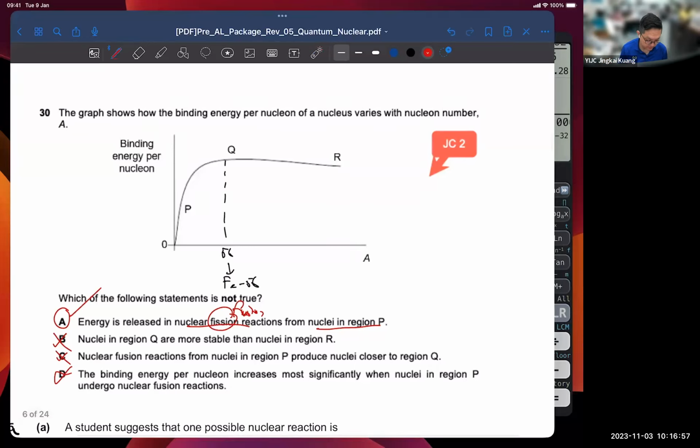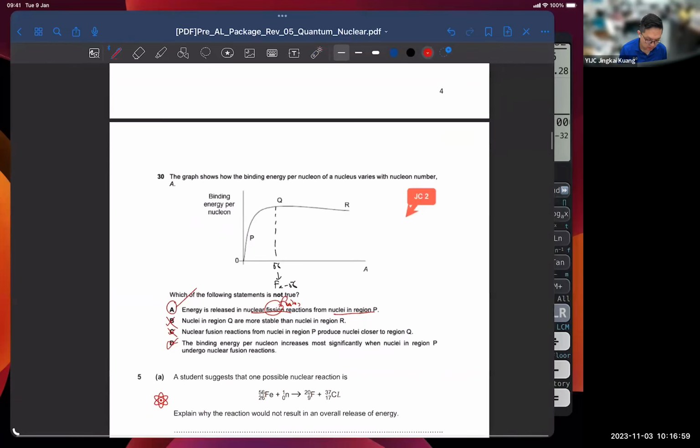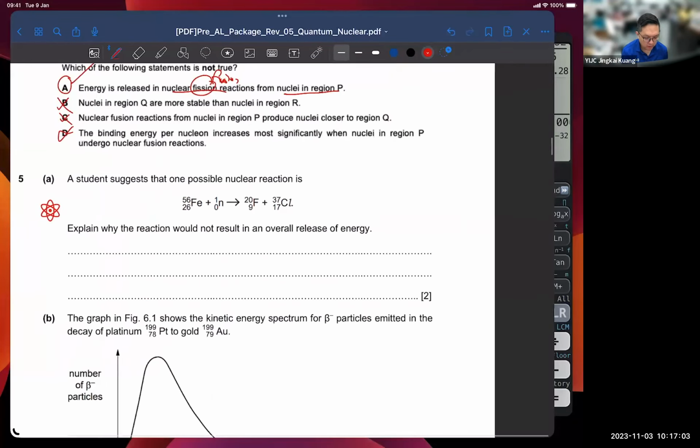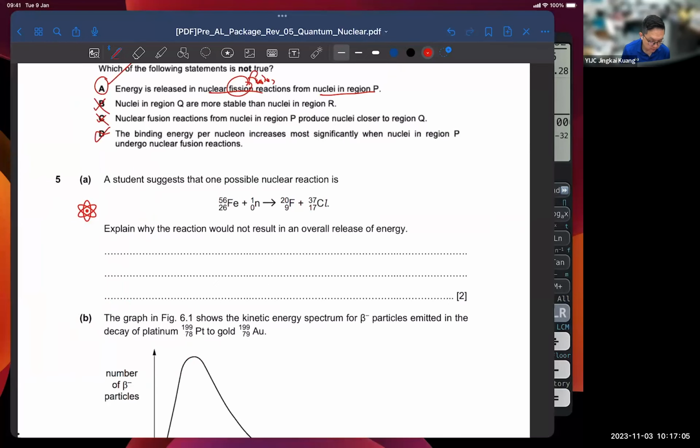Okay, we move on to structure. After you look at this question, students suggest that one possible nuclear reaction is iron-56 adding one neutron, then becoming fluorine and chlorine. Explain why this reaction will not result in an overall release of energy. The key here is that you are dealing with iron.